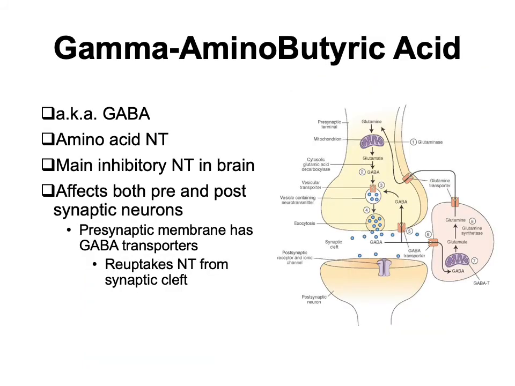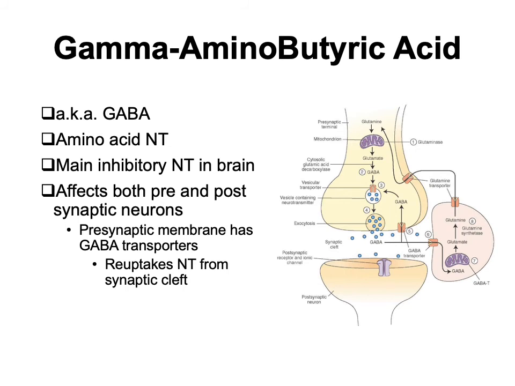Now we're going on to gamma-aminobutyric acid, also known as GABA, G-A-B-A. It is an amino acid neurotransmitter, and it is the main inhibitory neurotransmitter in the brain. So before I said glycine is the main one in the spinal cord, but GABA is the main inhibitory one in the brain. It affects both pre- and post-synaptic neurons, interestingly enough.